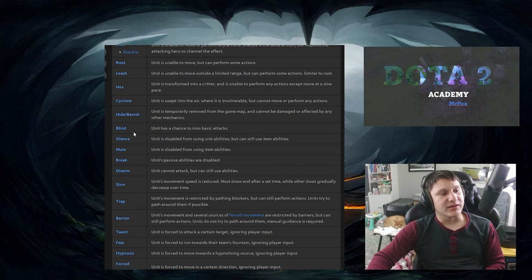Venomous Gale is one example that you can see from... oh goodness, it's been so many years now, I forgot his name. Venomancer, wow, it's even in his name. Trap: a unit's movement is restricted by pathing blockers, but can still perform actions. Units try to path around them if possible.